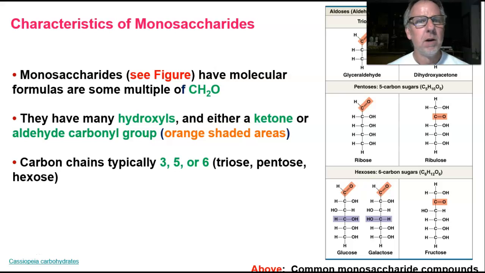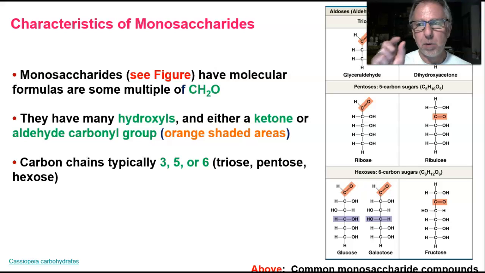Secondly, monosaccharides have lots of hydroxyl groups, which, by the way, makes them polar and easily dissolve in water. And they have either a ketone or an aldehyde carbonyl group. Remember those from earlier in the chapter?